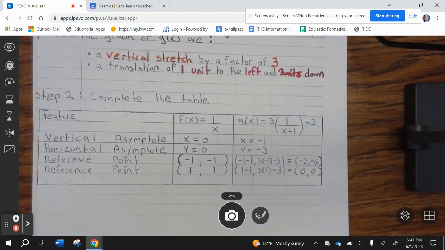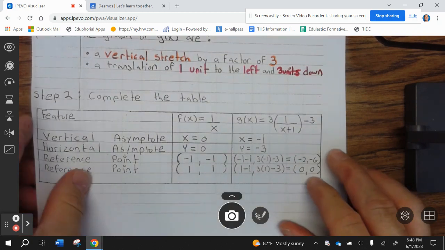Complete the table. When f of x equals 1 divided by x, the asymptotes are x equals 0, y equals 0, and the reference points are (-1, -1) and (1, 1). When g of x equals 3 times (1 divided by x plus 1) minus 3, the vertical asymptote is x equals -1, and the horizontal asymptote is y equals -3. And the new reference points are calculated to be (-2, -6) and (0, 0). All right, let's take a look at the next step.